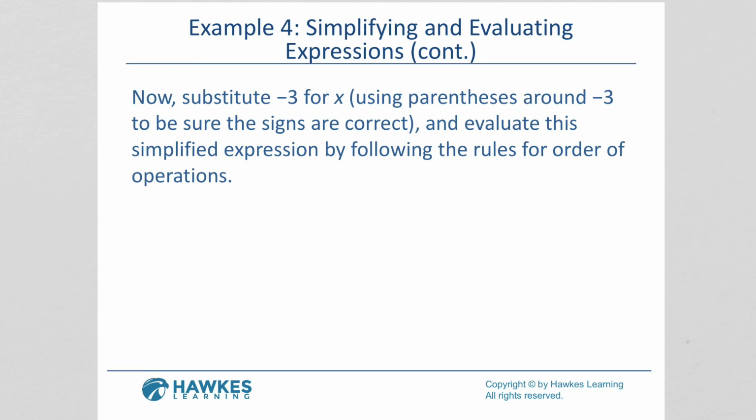Now we're going to substitute -3 for x, using parentheses around -3 to be sure the signs are correct, and evaluate this simplified expression by following the rules for order of operations. 9x plus 5 is equal to 9 times -3 in parentheses plus 5. 9 times -3 is -27 plus 5 is -22.